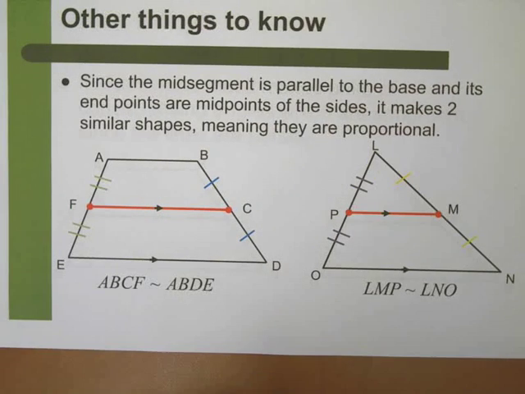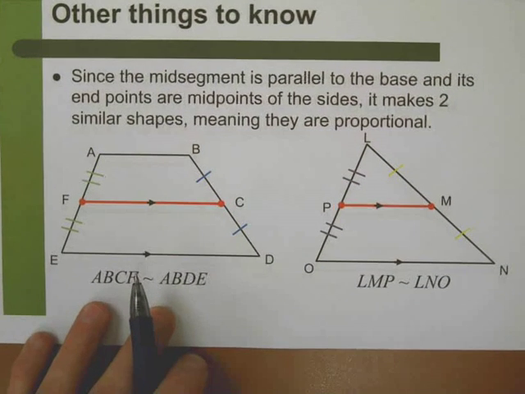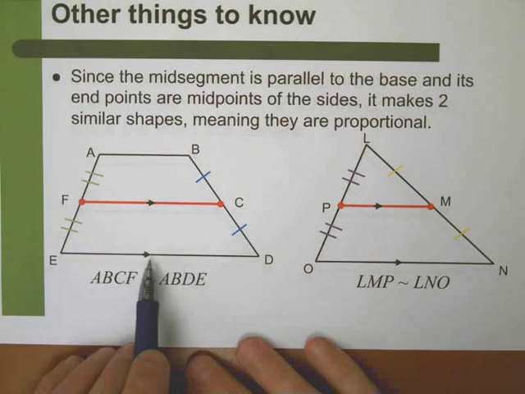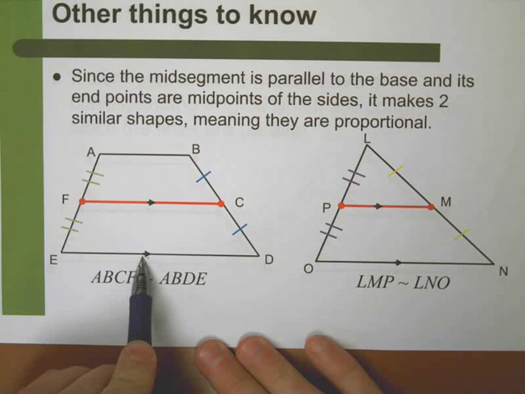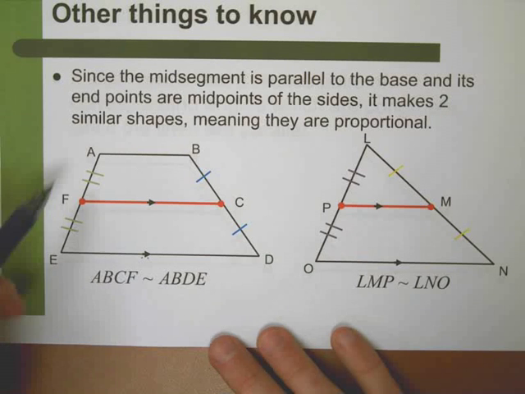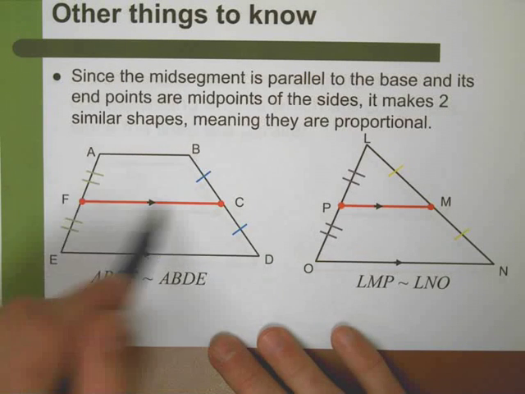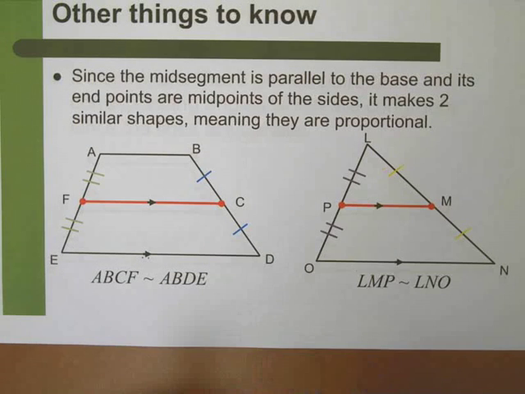A couple other things to know before we end, okay? Since the midsegment is parallel to the base, and because its endpoints are the midpoints of the sides, it makes two similar shapes. In other words, I can say that ABCF is similar to ABDE. The little shape and the big shape are proportional to each other.